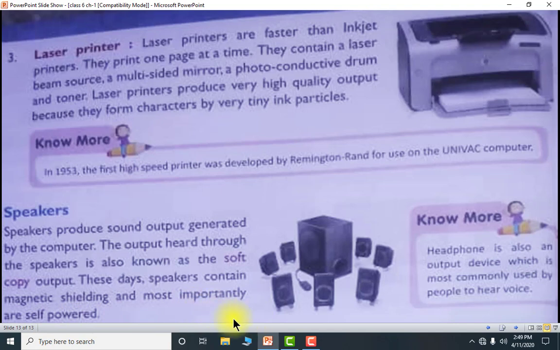Okay. Now, a headphone is also an output device, most commonly used by people to hear voice. So you can say speakers and headphones are both used to create output in the form of sound. Okay, so that's it for this lesson.